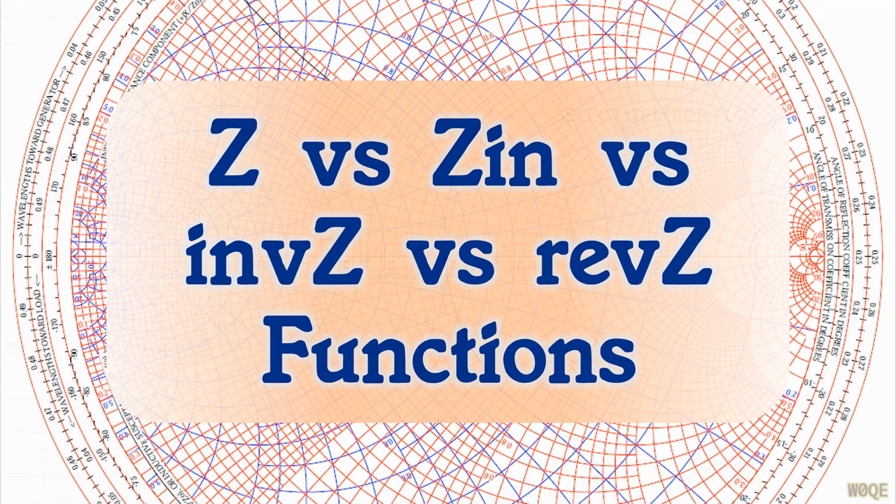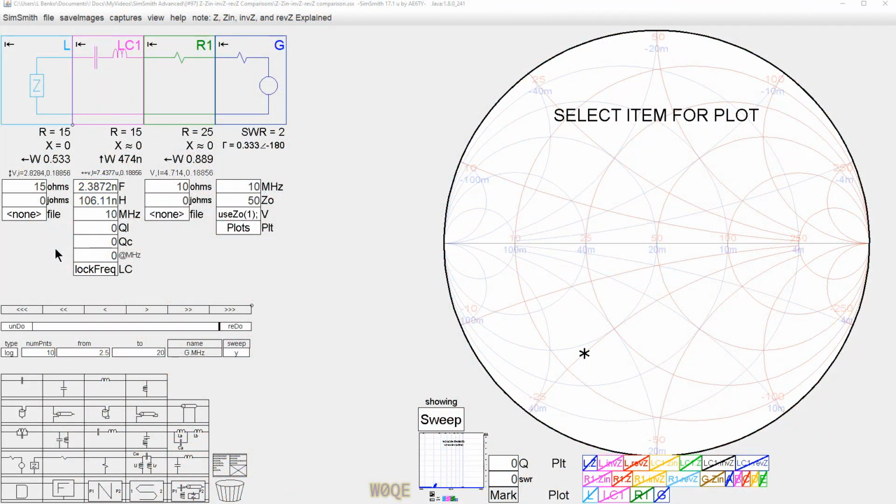Let's begin with a simple SimSmith circuit that has a 15 ohm resistance for the load, has a 10 ohm resistance in series here, and it has a series LC circuit. And let's look at the impedance that exists within this circuit as we look different directions. Now we're going to sweep this circuit from 2.5 to 20 megahertz. This LC circuit is resonant at 10 megahertz right there.